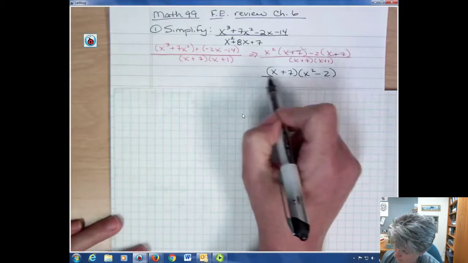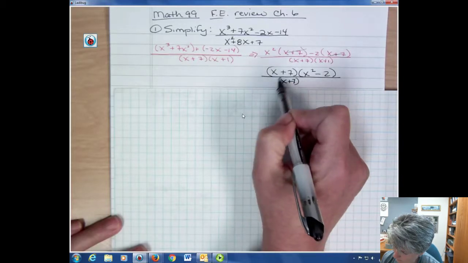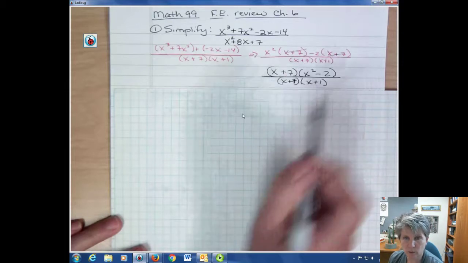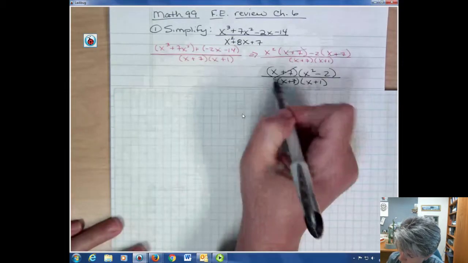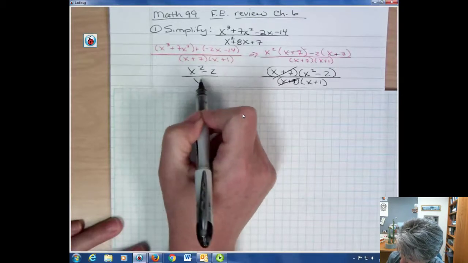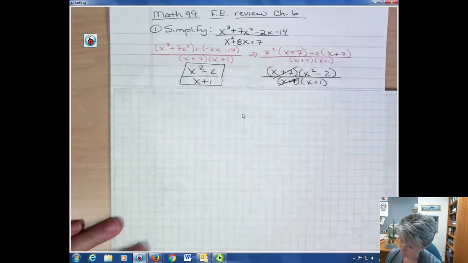And so now we can cancel, because now we have two binomials that are being multiplied. When I cancel this and that, this is my final answer, x squared minus 2 over x plus 1. And that's it. Okay, next one.